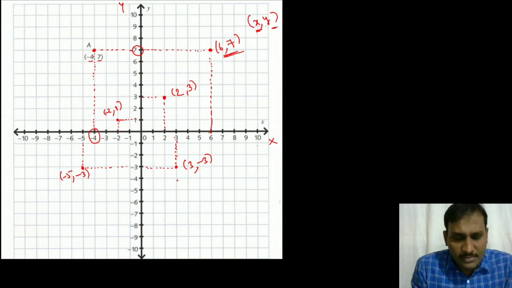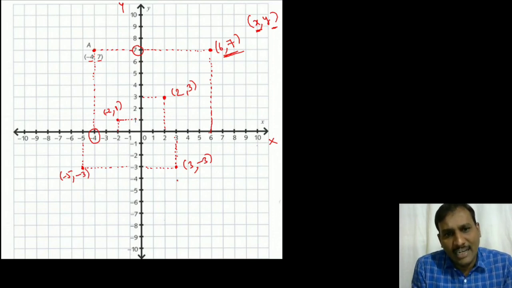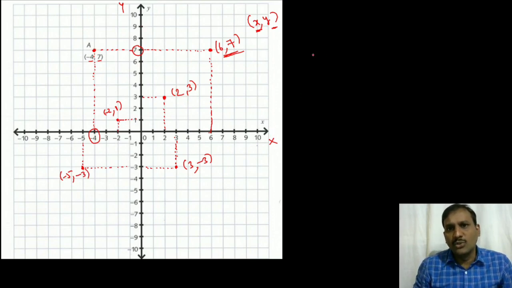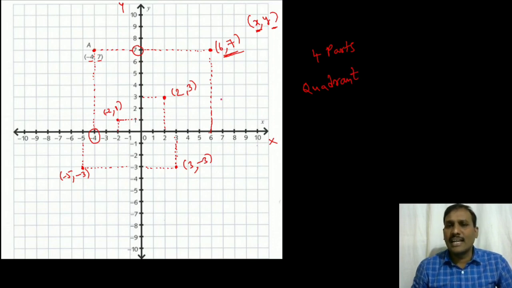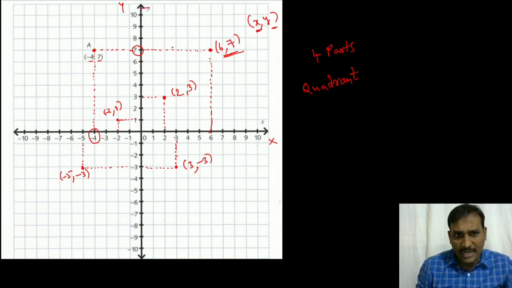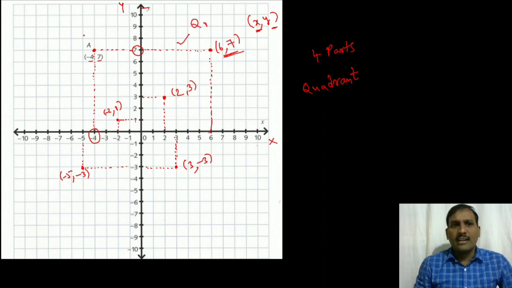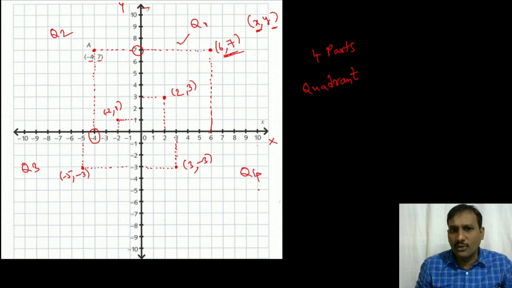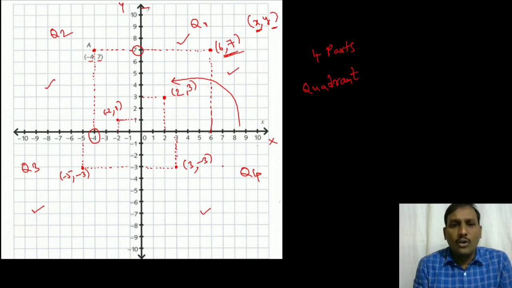Now you can observe there are 4 parts in this Cartesian plane. The x-axis and y-axis divide the plane into 4 parts, and each part is called a quadrant. This first part is Q1, this is the second quadrant Q2, this is the third quadrant Q3, and this is the fourth quadrant Q4. We name the quadrants in the anti-clockwise direction. So there are 4 quadrants.